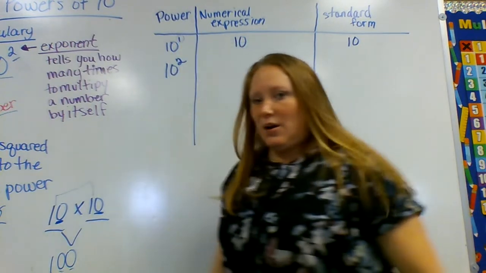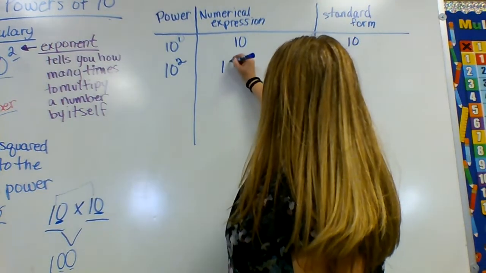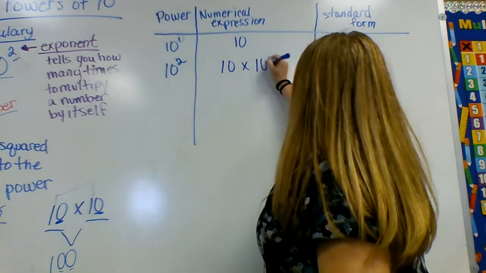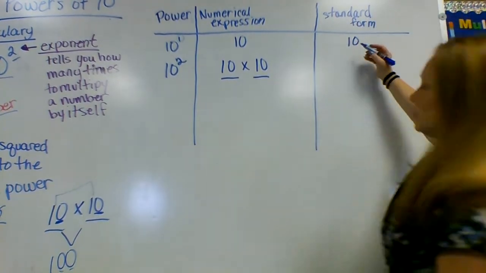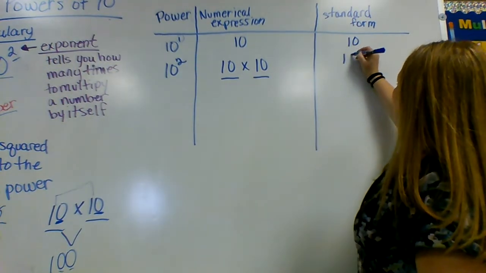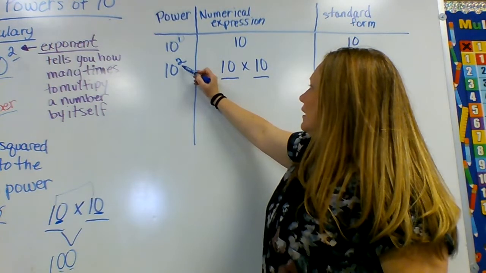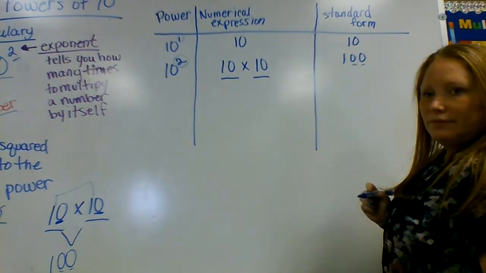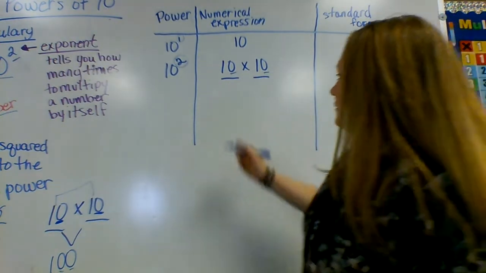All right, next one: 10 to the second power. Oh wait, we just did this, didn't we? That's what you do when you take 10 times, not 2, but 10 times itself, because I have 2 10s here. I'm multiplying them by each other. Well, what's our standard form going to be? 10 times 10 is 100. Let's check that little trick. I said that whatever your exponent is, that's how many zeros you're going to have. Do I have 2 zeros here? I sure do. Ready for the next one?